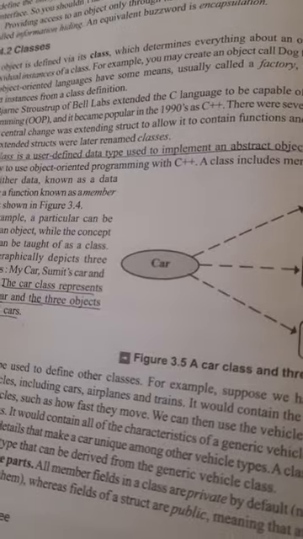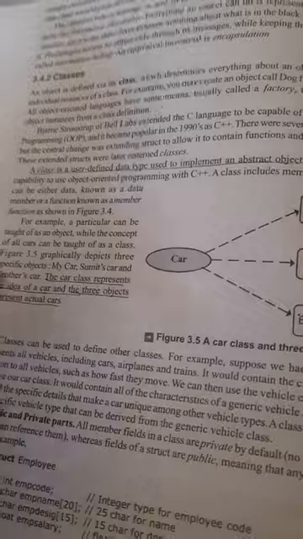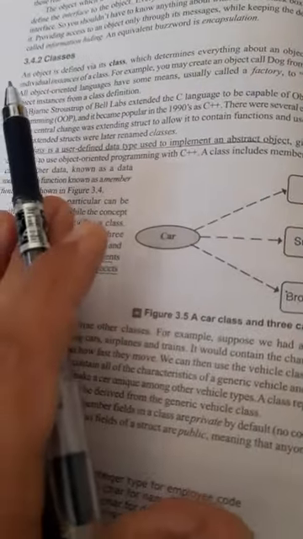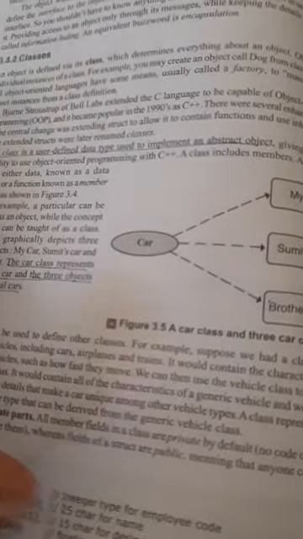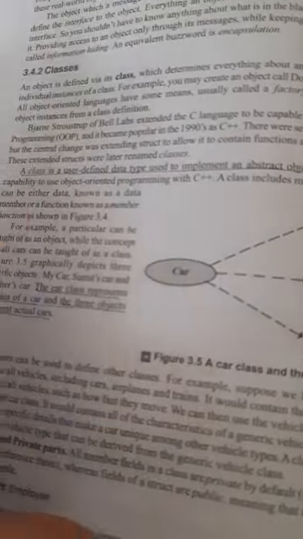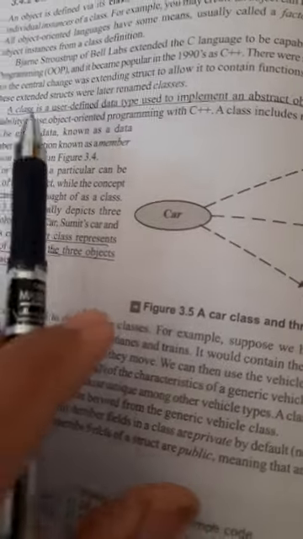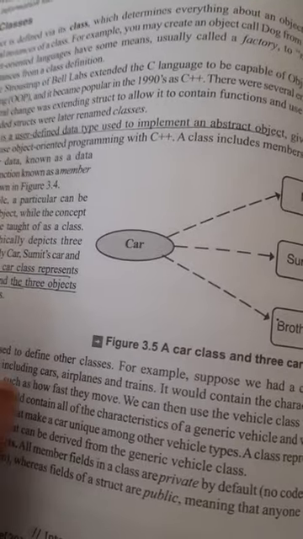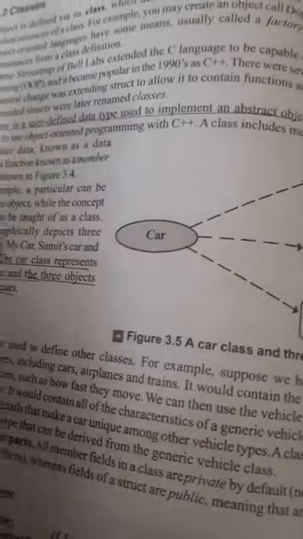Now an object is defined by its class, and an object is created by a class. So it determines everything about an object. So what is a class? Now a class is a user defined data type used to implement an abstract object. With a class you can create an object.